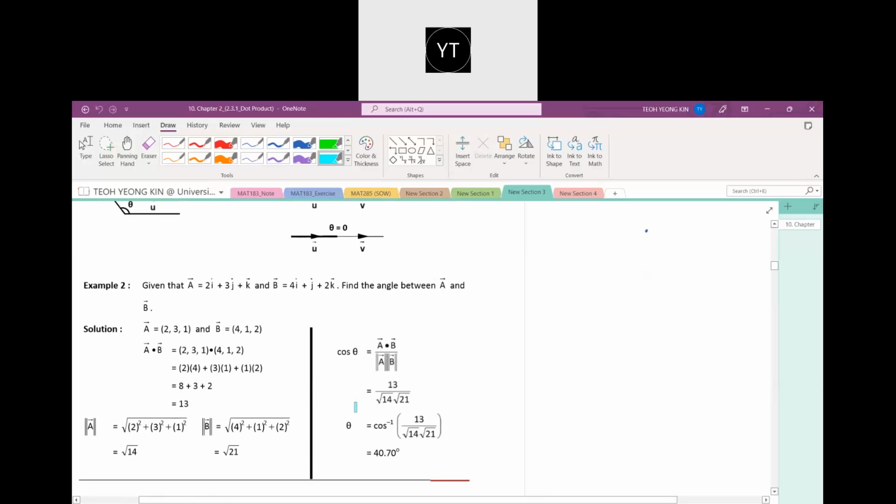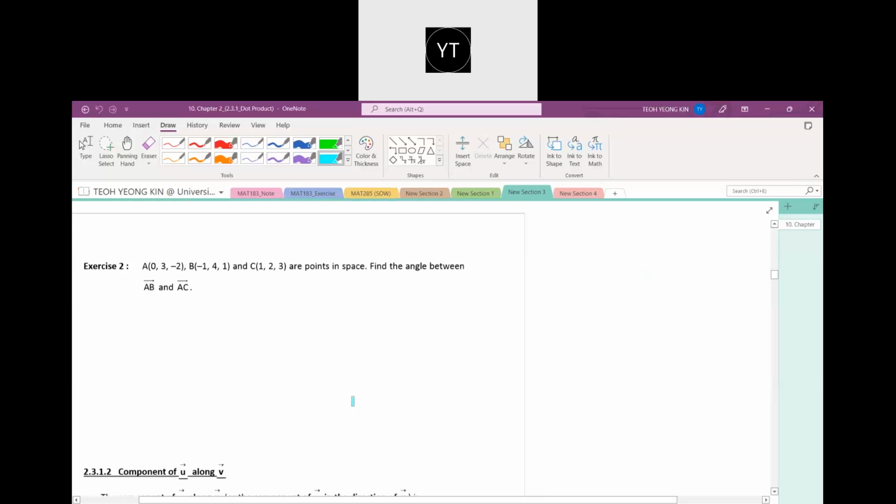So let's look at an example. Let's say we have coordinates of A, B, and C as points in space. Find the angle between vector AB and vector AC. Before we start to find the angle, we need to find the vector of AB and the vector of AC, because the given is in the form of points.